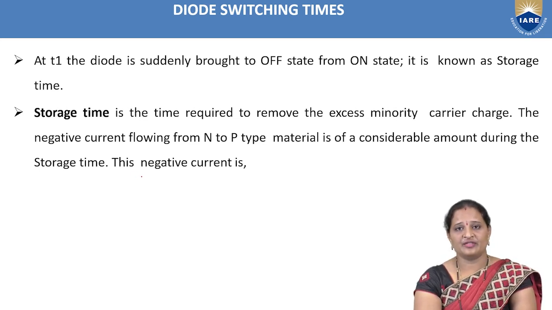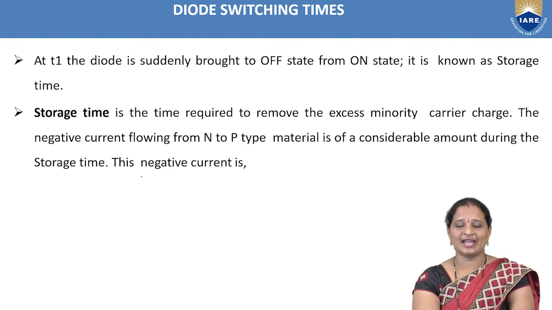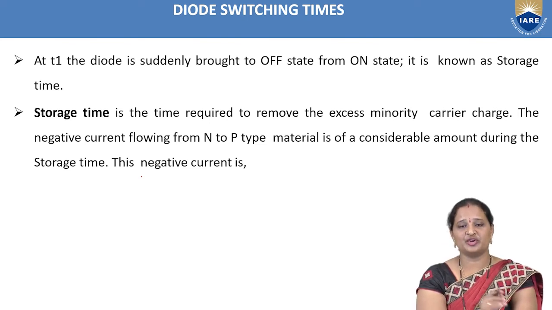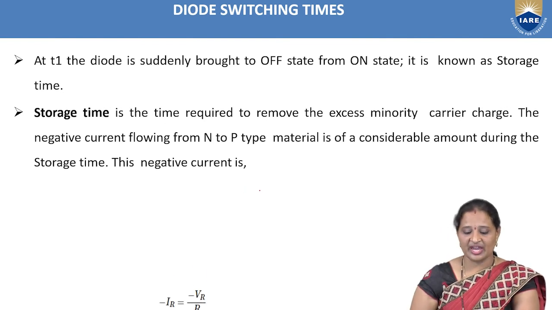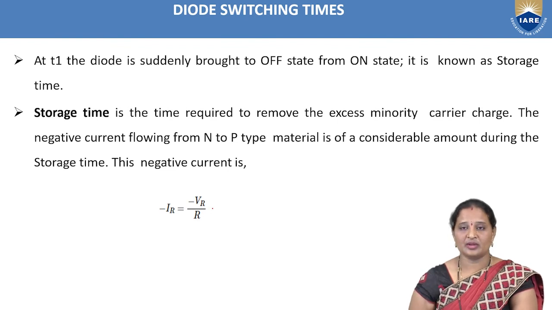During this time, a negative current flows through the junction because the applied voltage becomes negative at time t equals t1, which becomes minus VR, and hence the diode is reverse biased, due to which it causes a negative current, which can be calculated from the formula minus IR equals minus VR by R.